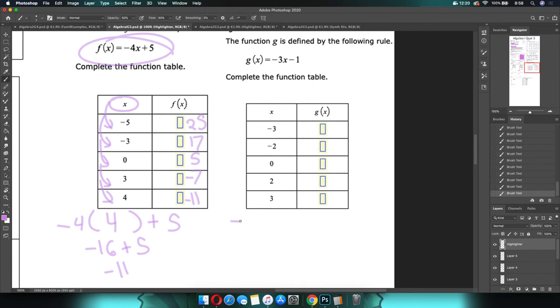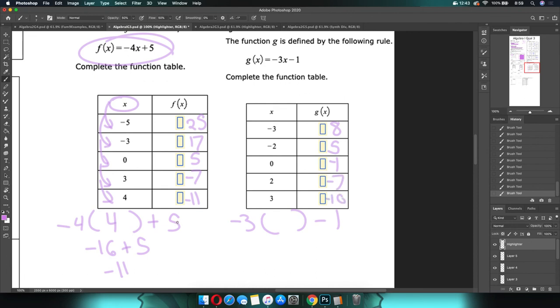Again, this will be negative 3 times whatever they give you minus 1. So, Ms. Dubois speed. Negative 3 times negative 3 is 9. 9 minus 1 is going to be 8. Negative 2 times negative 3 is positive 6. 6 minus 1 is going to be 5. 0 is going to be negative 1. That's easy. And then negative 3 times 2 is negative 6. Negative 6 minus 1 is negative 7. 3 times negative 3 is negative 9. Negative 9 minus 1 is negative 10.